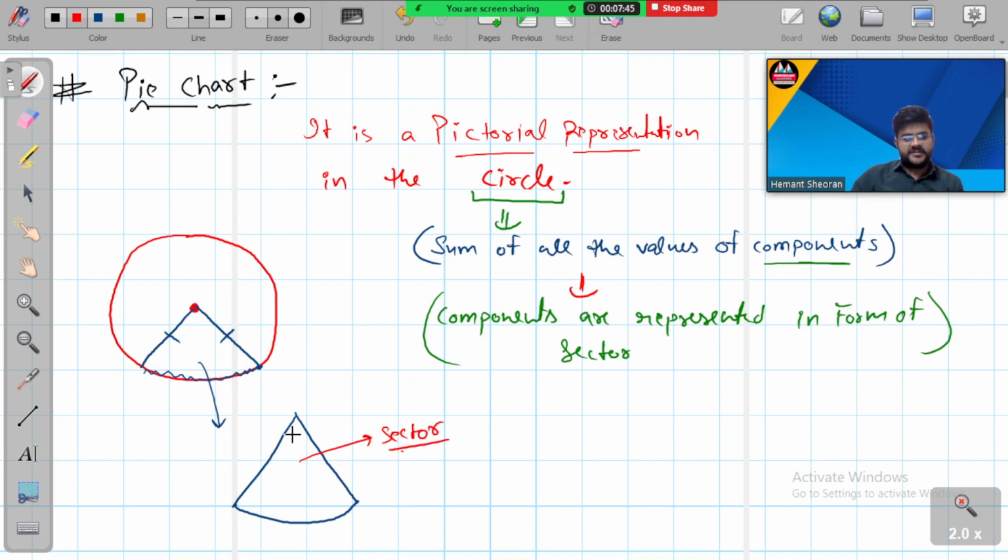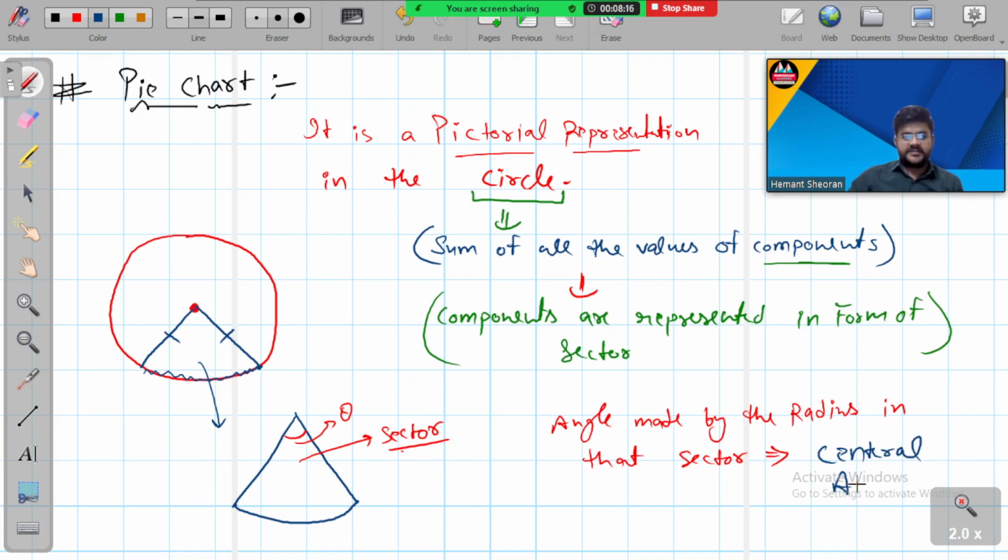The two radii will make a specific angle there. And we call that angle, the angle made by the radii in that sector, a central angle. Any confusion? No. So the important parts are: components are represented in the form of sectors, and a sector is the part made between the two radii and the boundary of the circle.